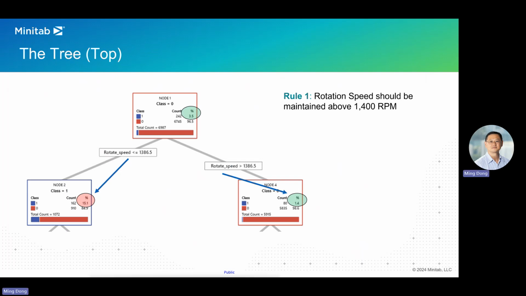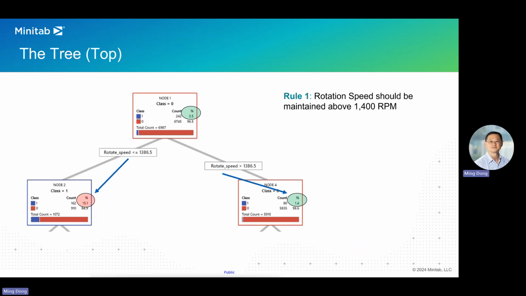Then we look at the tree. At the top, because we use 70% to build the model, the percentage of 1, which is failure, is about 3.5%, which means the overall failure rate is about 3.5%. But it's separated into two parts based on rotation speed: less than 1386 and higher than 1386.